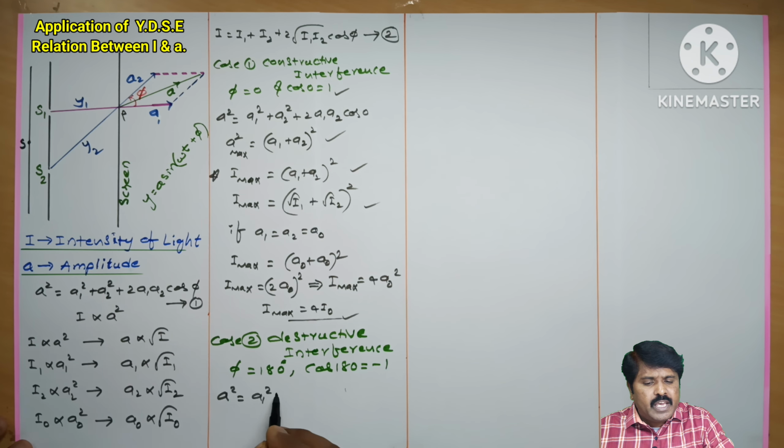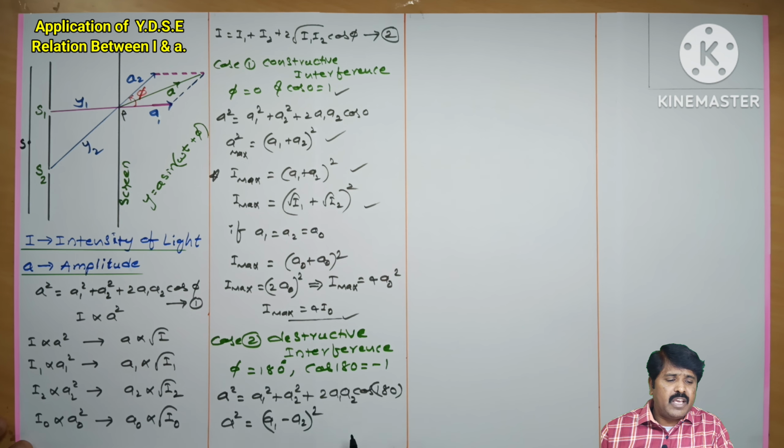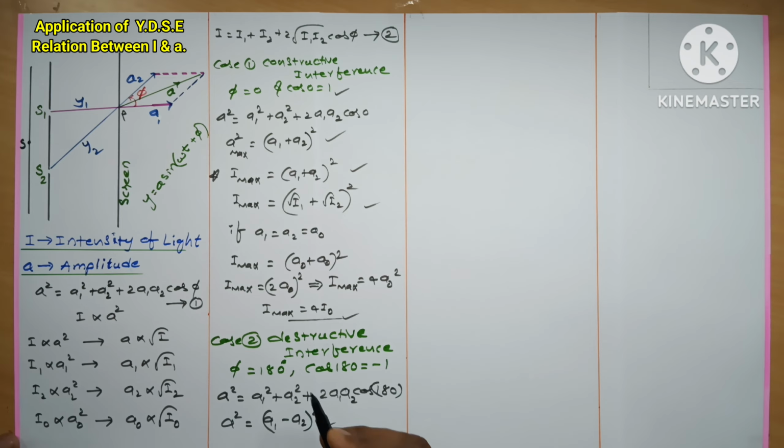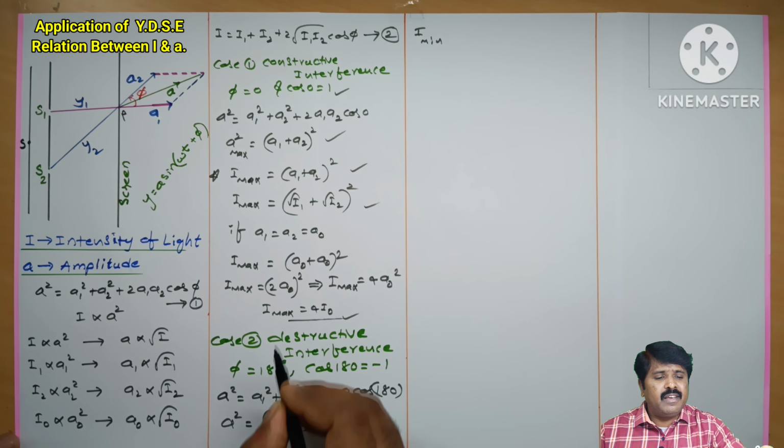a1 square plus a2 square plus 2a1 a2 cos 180, which is -1, so that a square is equal to (a1 minus a2) whole square. The (a minus b) whole square formula is a1 square plus a2 square, plus 2ab cos 180 is -1, so minus 2ab. Okay, so we can write here intensity is minimum, because there is an amplitude difference here.